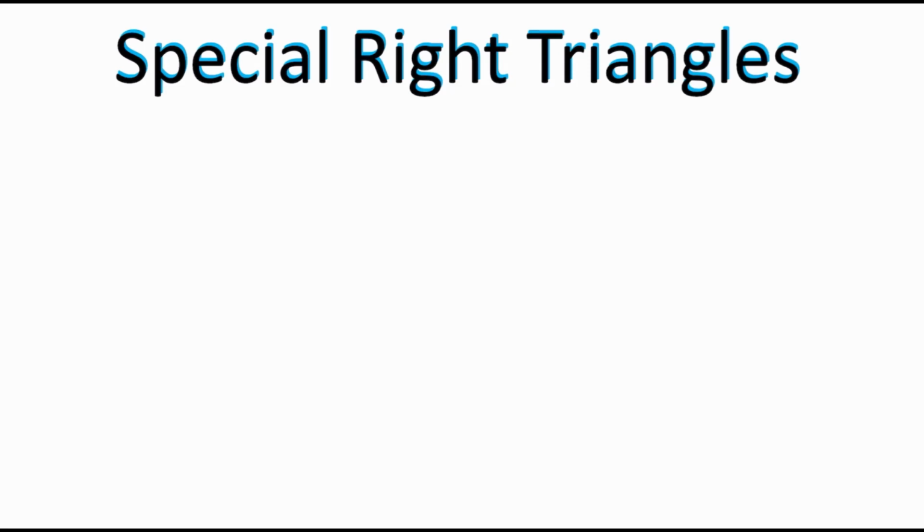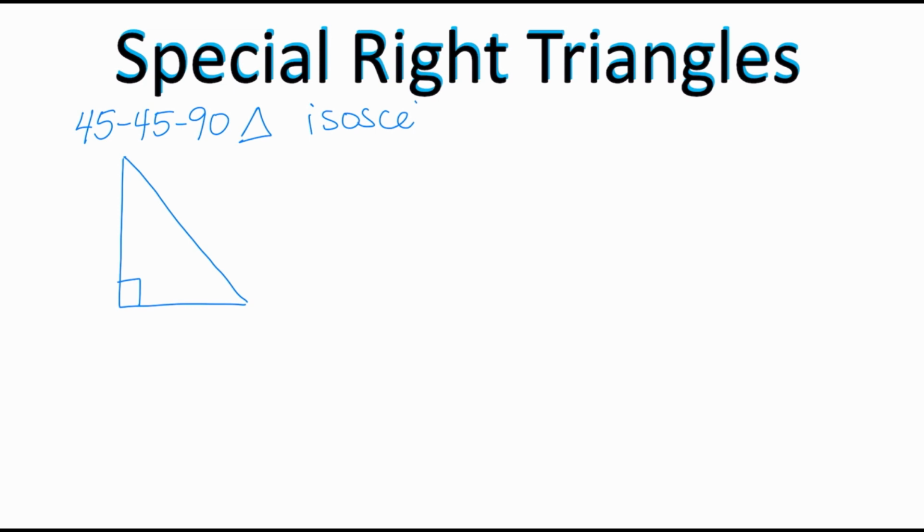In this video, we're going to talk about two special right triangles. The first one is a 45-45-90 triangle. A 45-45-90 triangle is isosceles. That means that it has two congruent sides. Right here, we have the two congruent sides. This is 45-45.